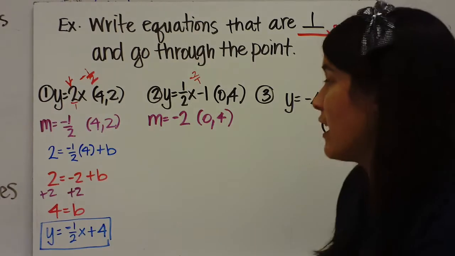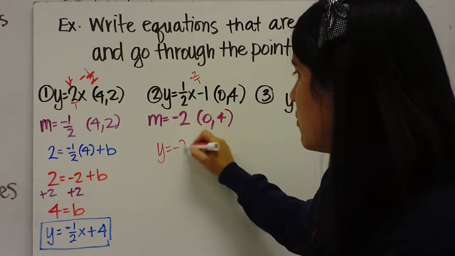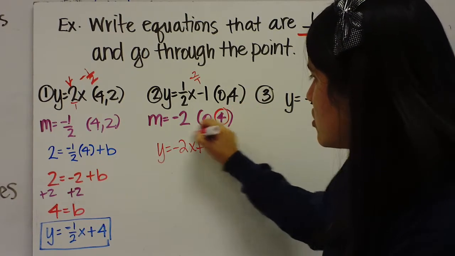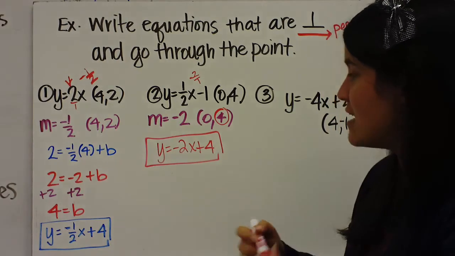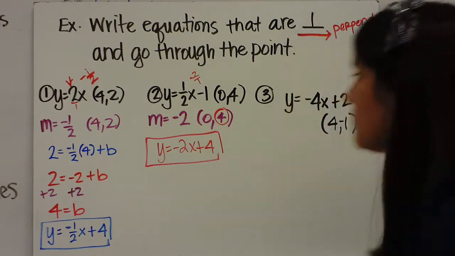But now I know I can just use it, put it into my equation, y equals the slope, and then this is my y-intercept, so I can just do plus 4. Y equals -2x plus 4.